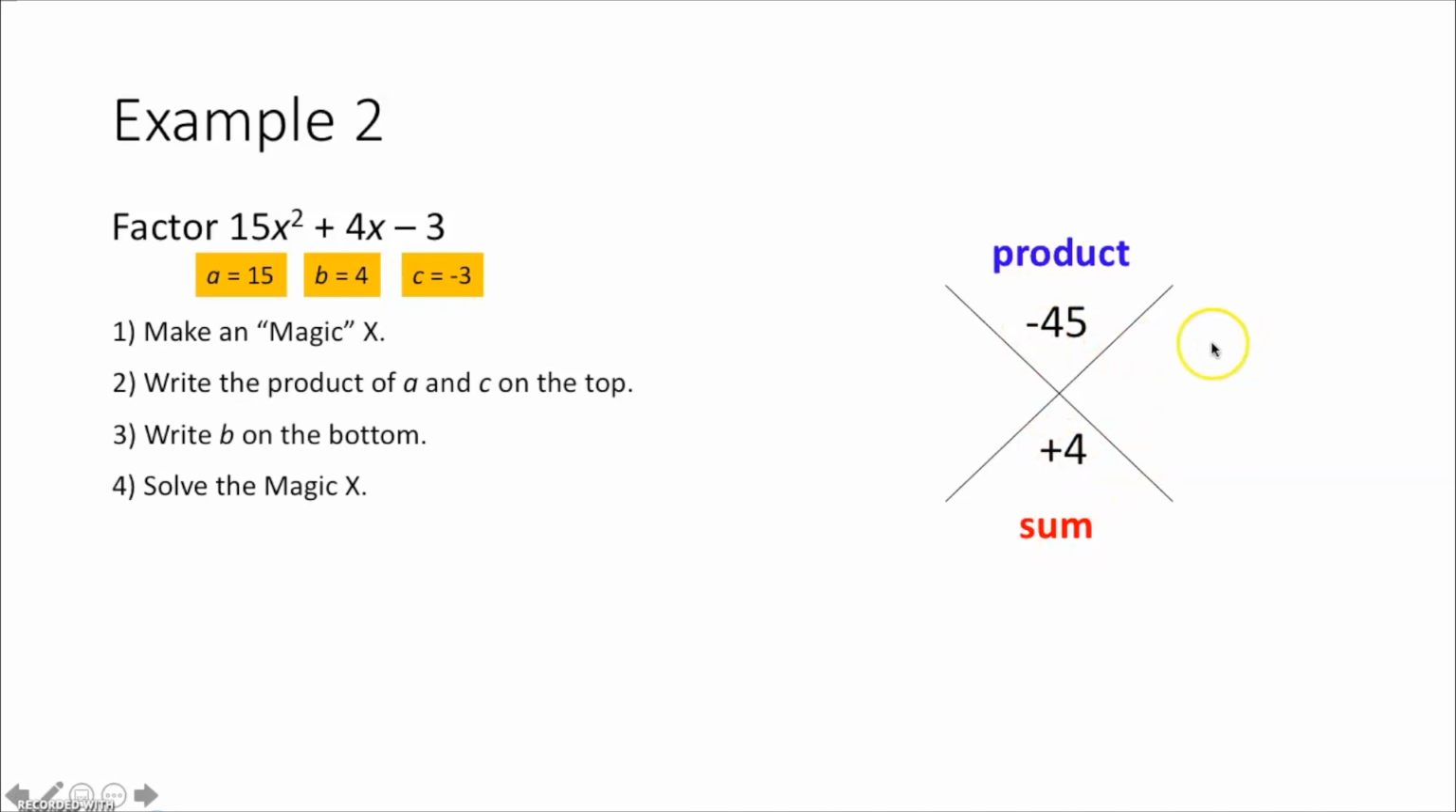Well, since your product is negative, that means one number is negative, one number is positive. And since your sum has to be positive, that means the bigger number should be positive. So that would be 9 and negative 5.